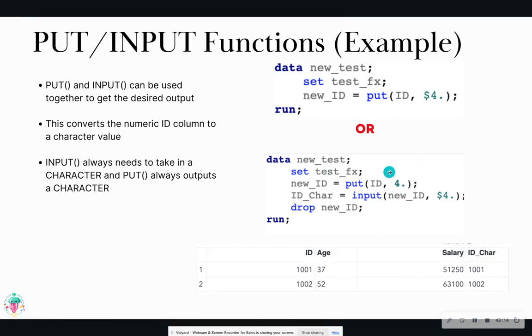Or I could have gone around the bush with it. And I could have taken in a numeric, right? Said that I want that numeric variable to be 4 dot. It's still numeric. Then brought in this numeric variable because input can take in a character variable. Okay. And then output it as another character variable and then drop the new ID. Now, this is more of the roundabout way. I don't really recommend this way. But this initial way up here is a good way to look at it.